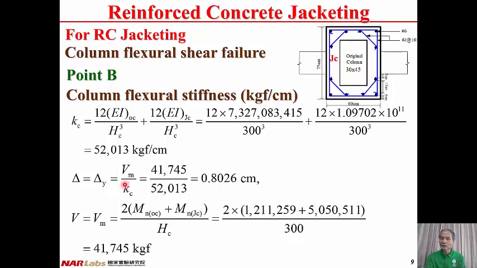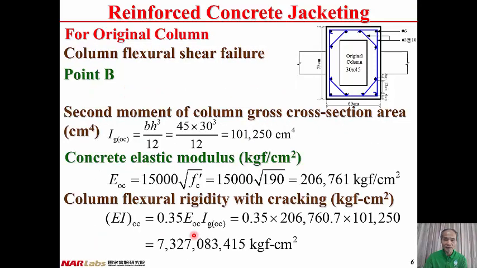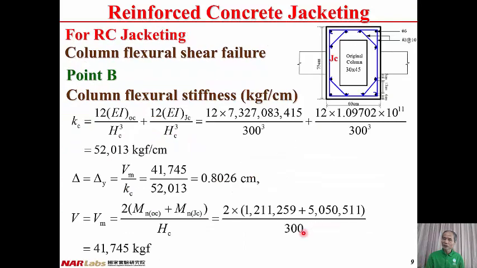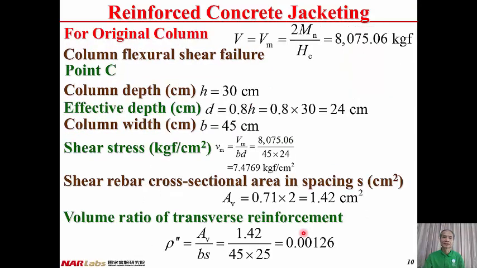And delta equal to Vm divided by Kc. Vm equal to 2 times Mn of the original column plus Mn of the jacket, divided by Hc. And Vm equal to 41 ton force. If we go back to the previous line, the lateral strength under flexural failure of the original column is 8 ton force. With reinforced concrete jacketing, it is increased from 8 ton force to 41 ton force. It increased a lot after retrofit.